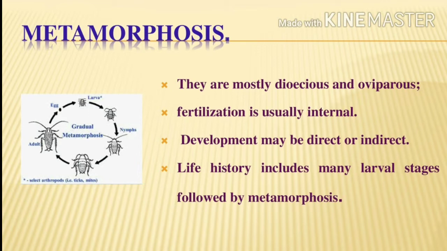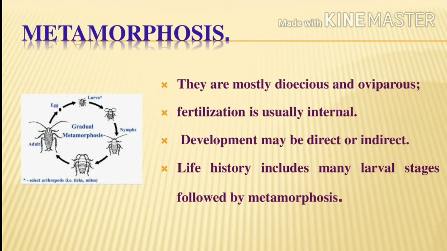The fertilization is usually internal. The development may be direct or indirect. The life history has larval stages, followed by metamorphosis. There are two types of metamorphosis: complete metamorphosis and incomplete metamorphosis. There are many larval stages: larva, nymph, then the adult, and the egg. So these are the metamorphosis.